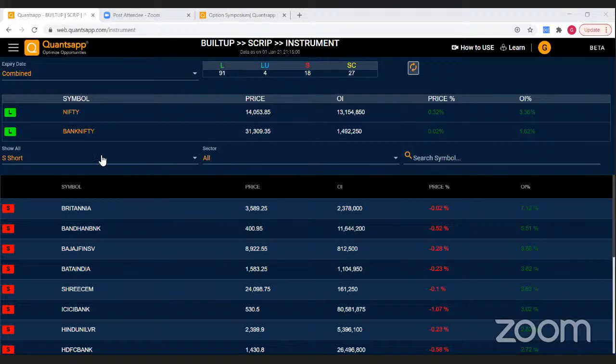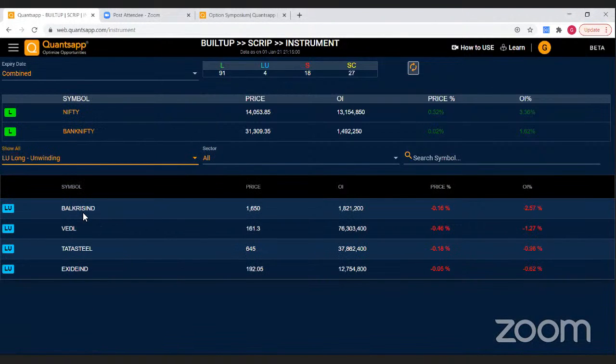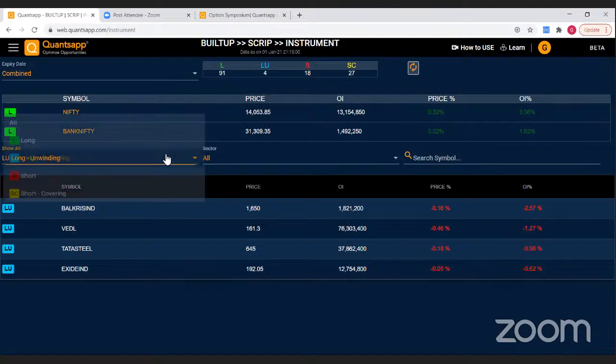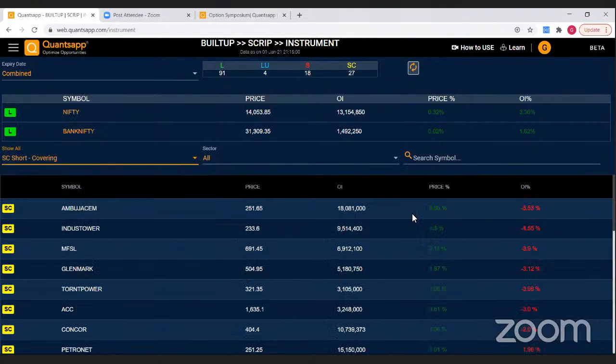And if I want to look for long unwinding, that is when the prices are declining and the OI is also declining. Short covering is when the prices are increasing and the shorts which were already made are now being covered, that is, market participants are covering their short positions. So this is how you can see the build up of different stocks.